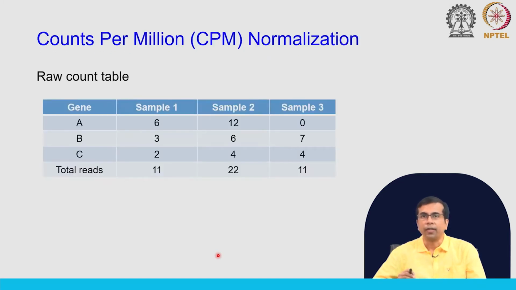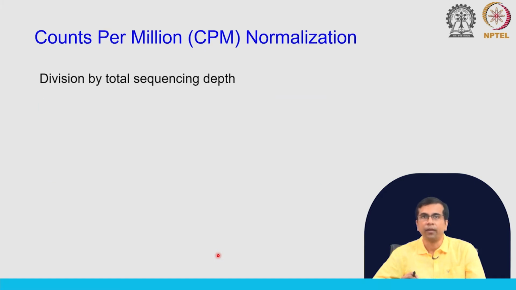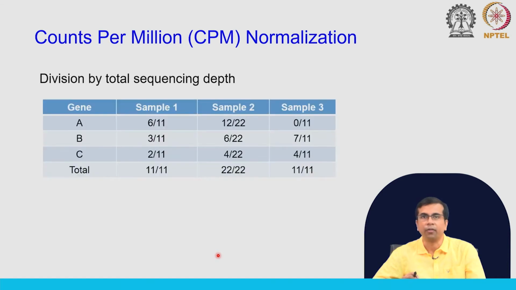Okay. So, let us do this operation here. We will go slowly, so that you understand all these operations, and this will be helpful as we go into more complex operations. We will start with the same example. We have these 3 samples and we have these read counts for genes A, B and C. The first step is we divide by the total sequencing depth.